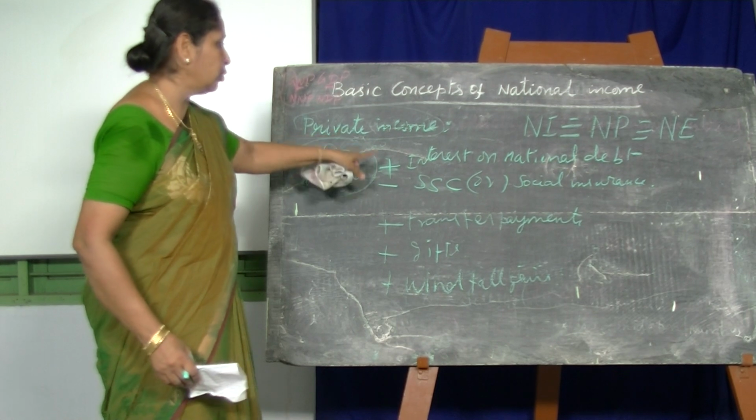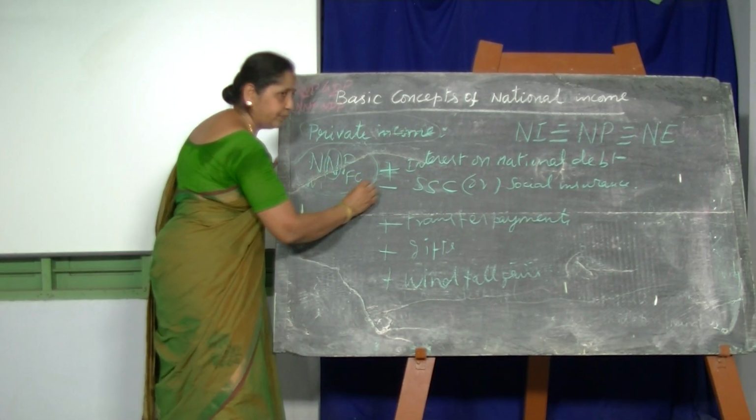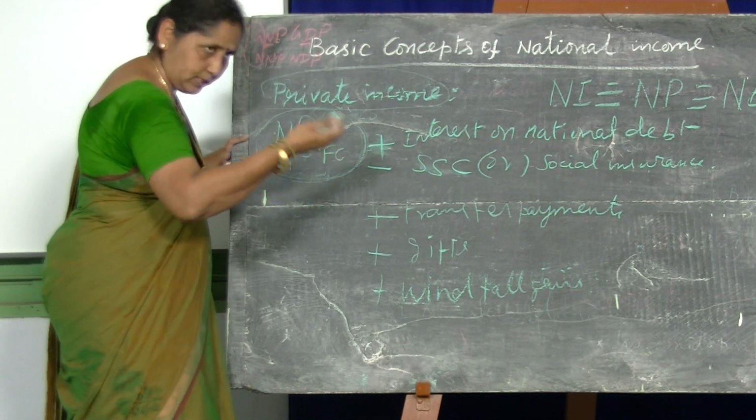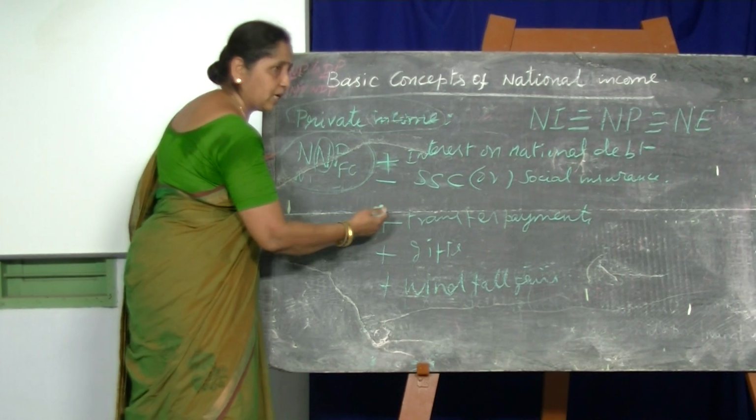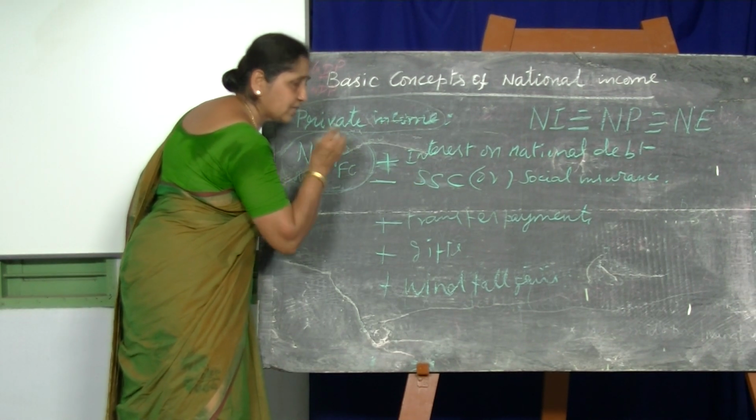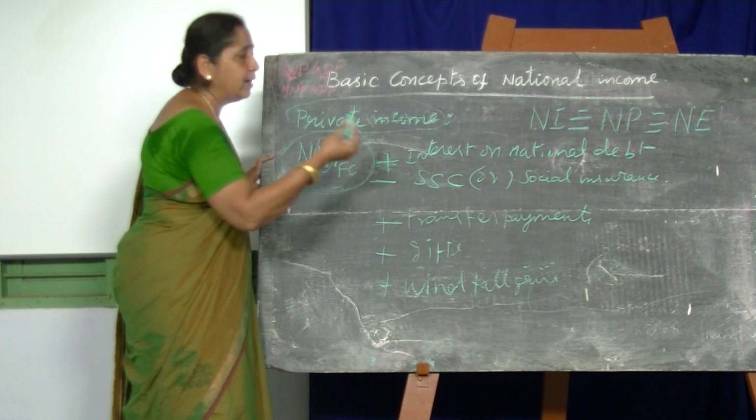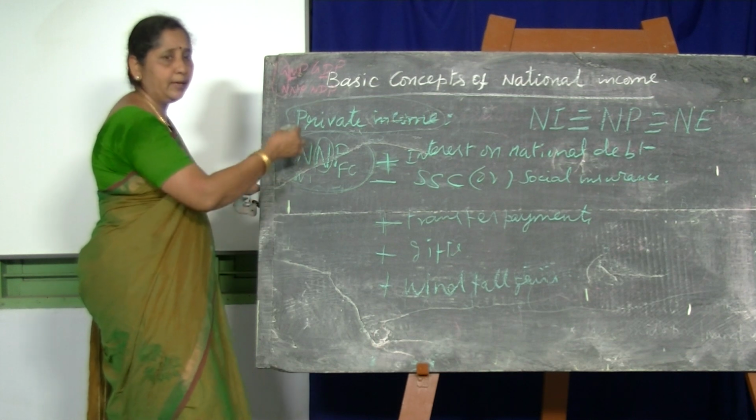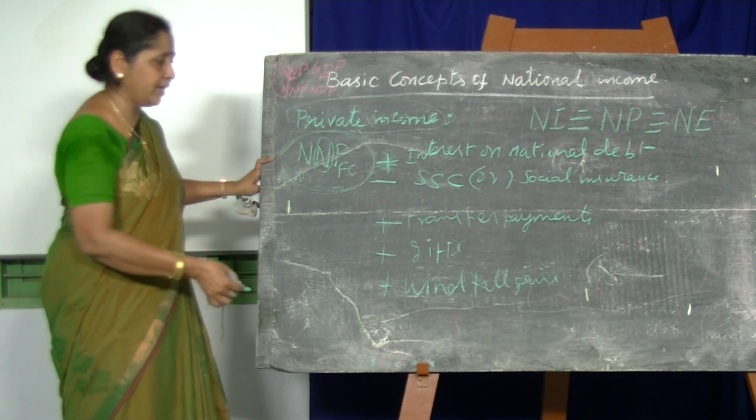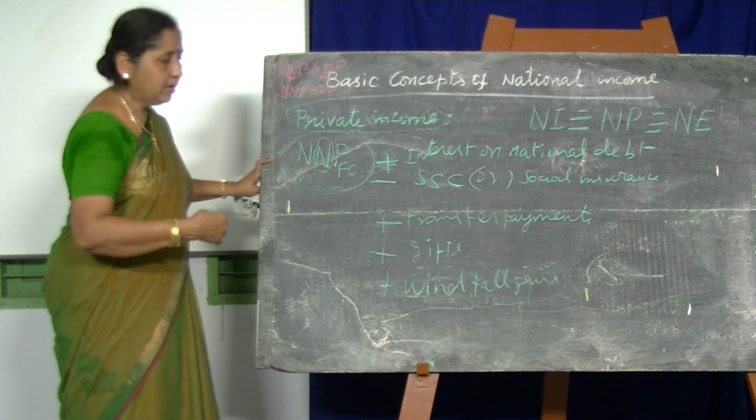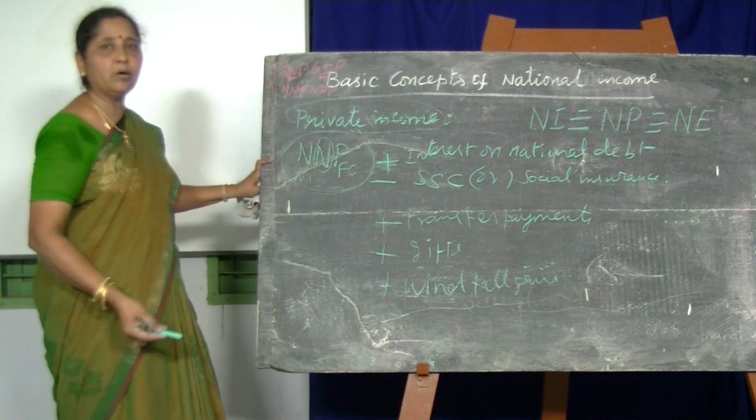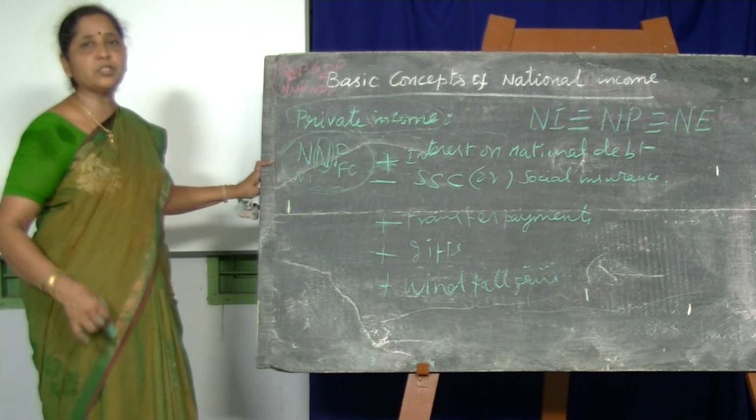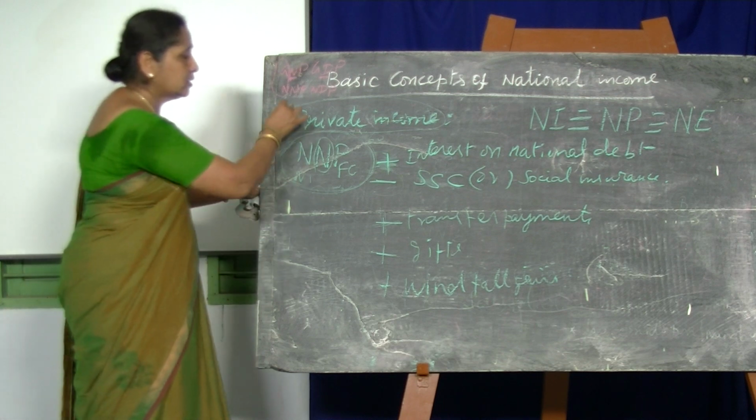Under private income, what do we include apart from national income? Interest on national debt is included because that is received by the people from the government. Social security contribution is subtracted because it goes out of their income. Then transfer payment is included because it is added to their income, as they receive it from the government. Gifts also they receive, and windfall gain also. All these are receipts except social security contribution, which goes out of their pocket. Okay, so this is private income.